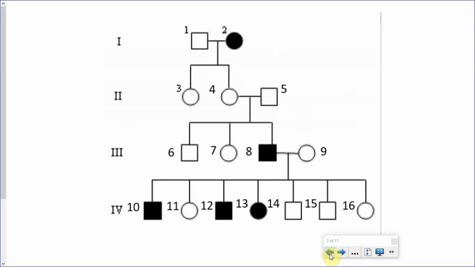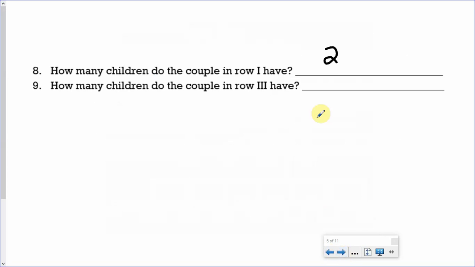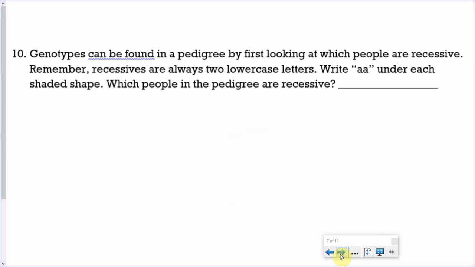Let's look at row number 3, how many children they would have. Well, we already counted that up when we counted up how many were in generation 4, which would have been 7. That was the same kind of answer as the one before there.